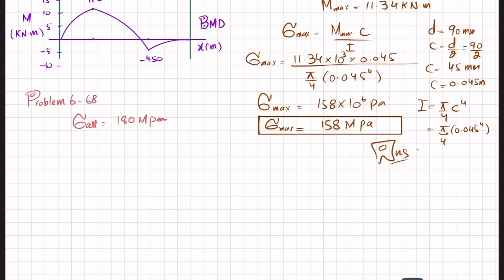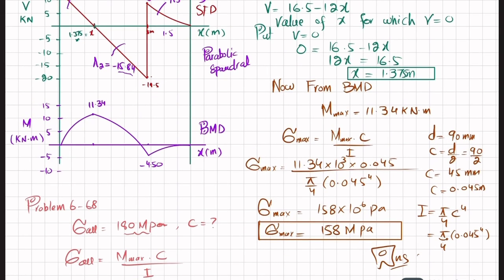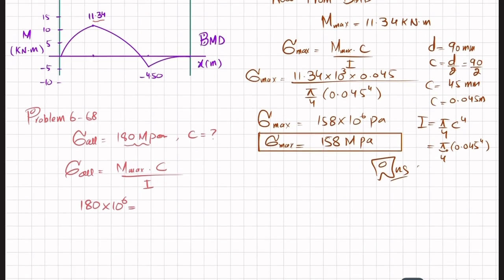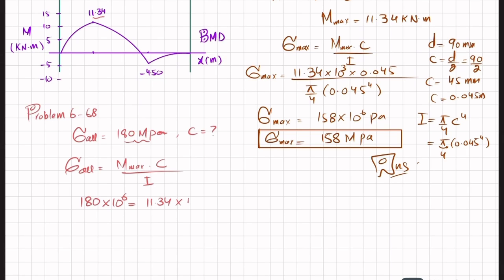Now we know that maximum or allowable bending stress is equal to maximum bending moment into C divided by I. So we have to find the diameter for this allowable bending stress. C is not known. We have to find this. So allowable bending stress is 180 megapascal, so 180 into 10 raised to power 6. Maximum bending moment, from this diagram you can see 11.34 kilonewton into meter, so 11.34 into 10 raised to power 3. C is equal to diameter divided by 2, and I is equal to pi by 4 C power 4, and C is D by 2 power 4.